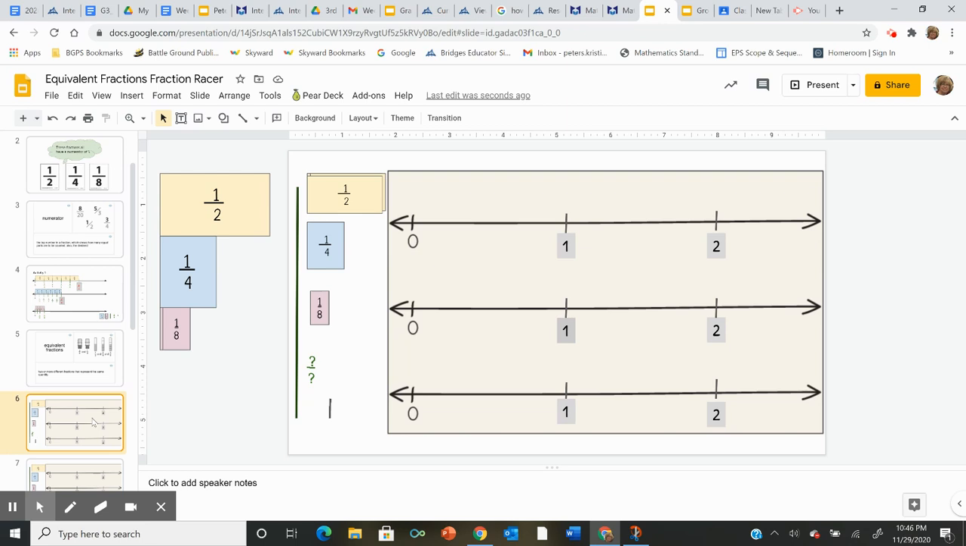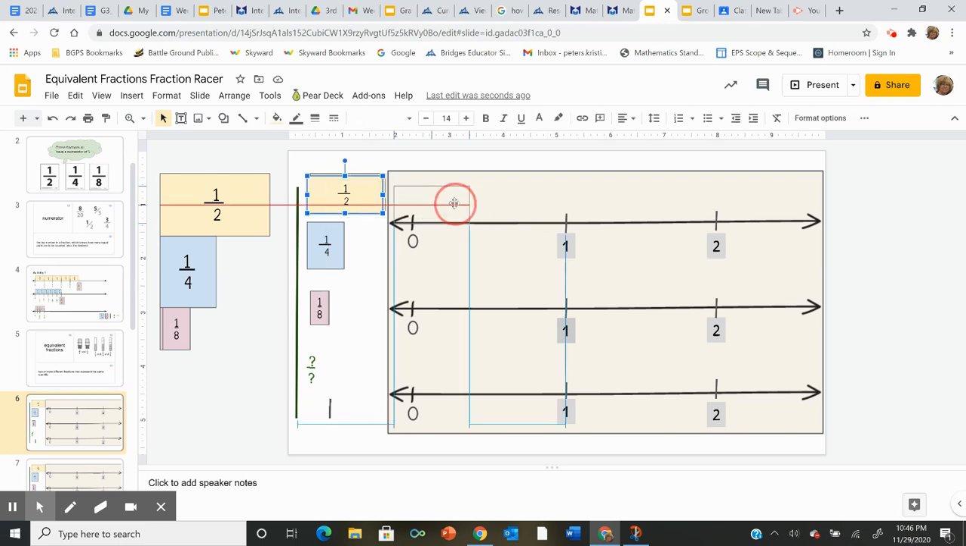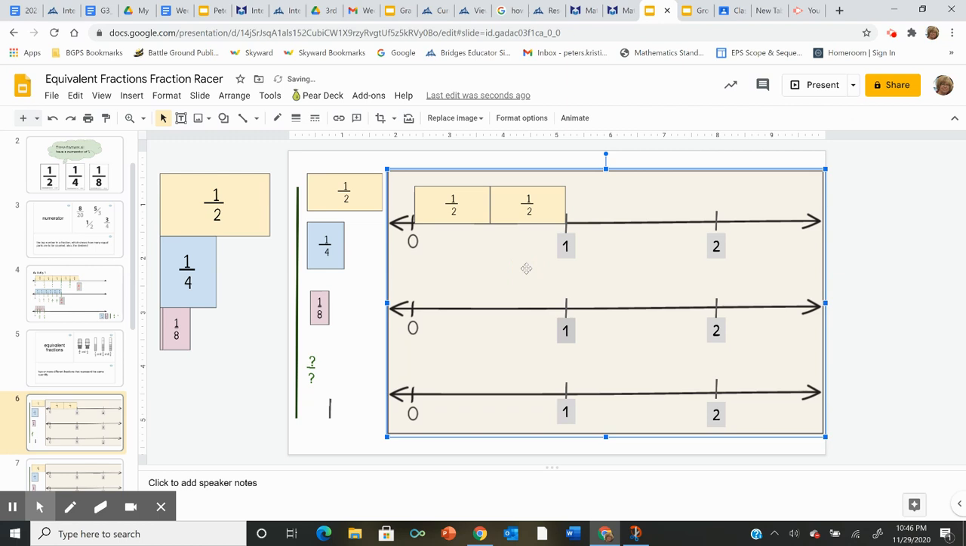I have 3 new number lines, and you can see that I have marked each of them with the whole numbers 1 and 2. Start with 0, 1, and 2. So I'm going to take some halves, and I am going to slide them over. And let's see how many halves it takes to get to 1. Well, it took 2 halves, which shouldn't be surprising because it's a half, which means that between 0 and 1, we split it into 2 parts, and it took 2 of them to get there.